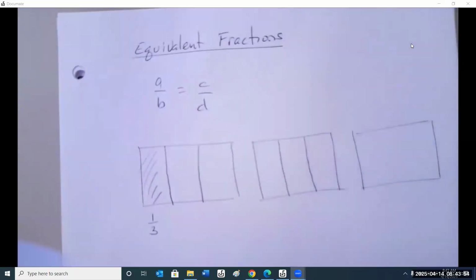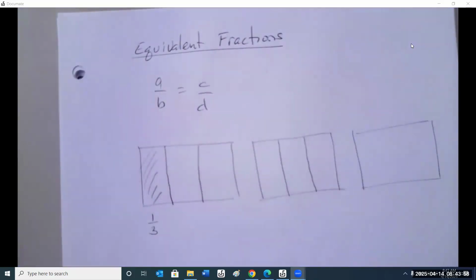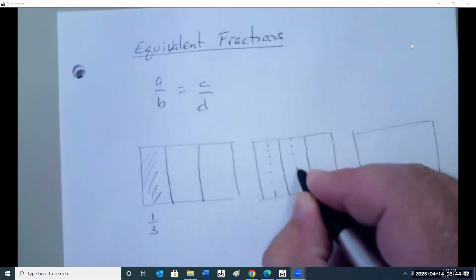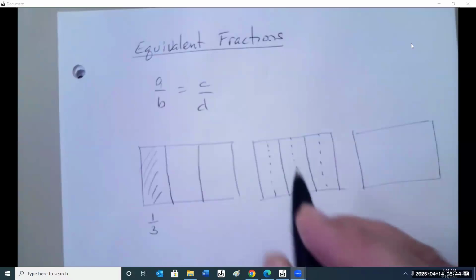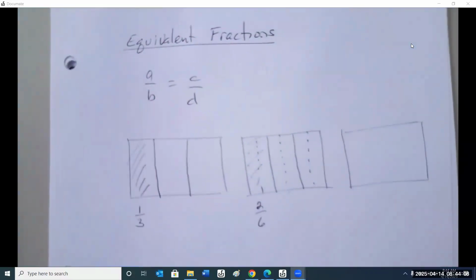Yeah, seeing is believing, and then you have the kids do it at their table with their folding. So that's what we call equivalent fractions. So if we cut these in half again, this third is now 2/6.